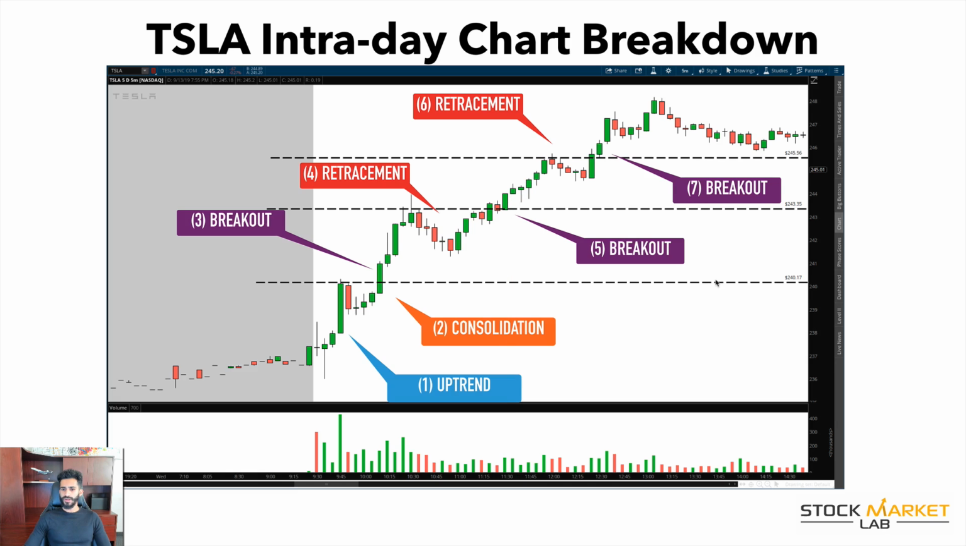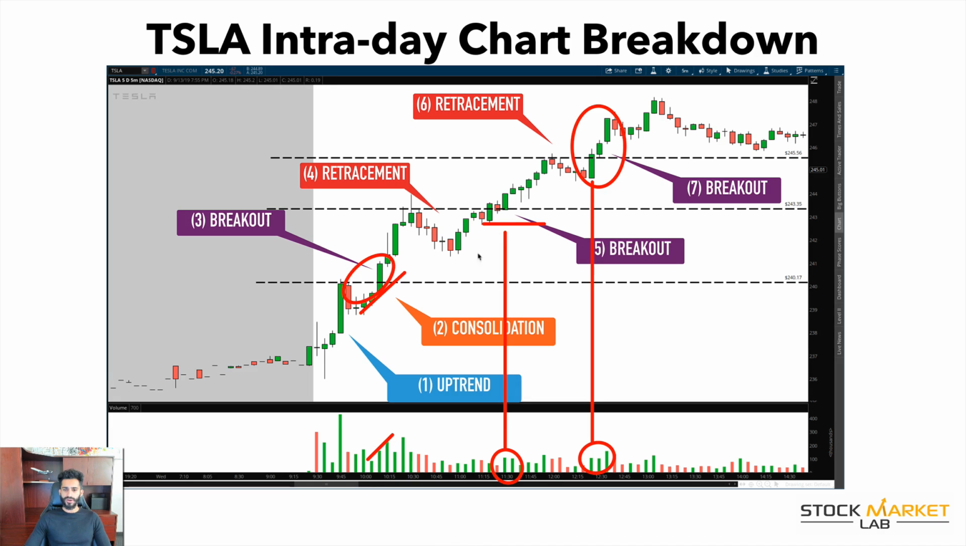After that retracement, boom, another breakout. And you can look at all the breakouts. What happened? Volume is picking up. Strong moves, right? Even here, volume is picking up. Strong move.